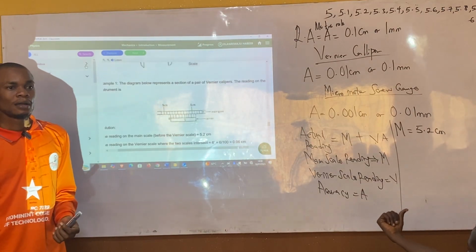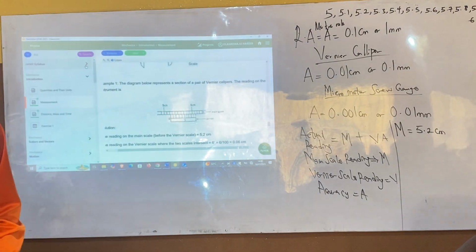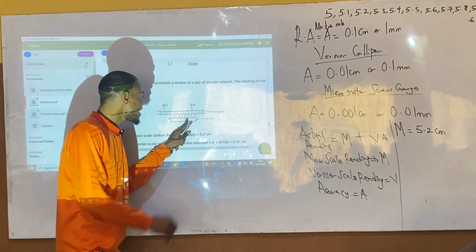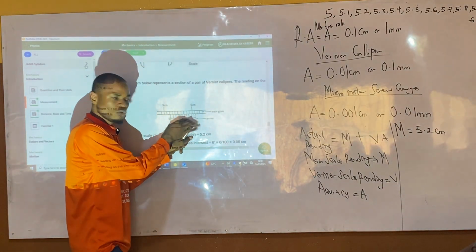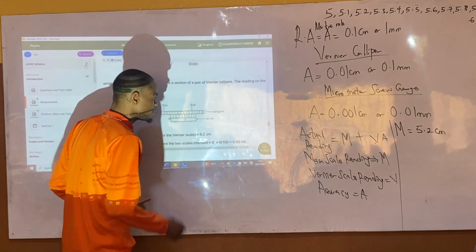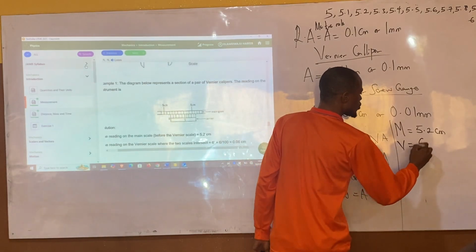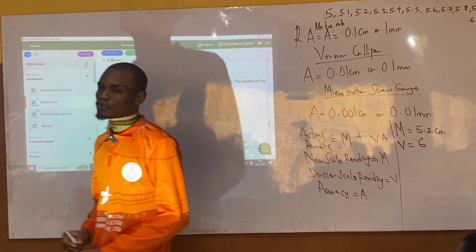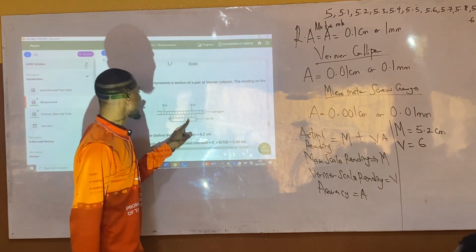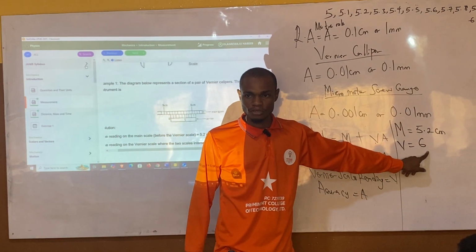Any other answer? You are free. It is a free word. You might be seeing something; the way we see it is different. Any other answer? Everybody agrees that line 6 on the vernier scale coincides with a line on the main scale, right? Okay. So my vernier scale reading is what? I will call it the 6th division. Say 6th division. That is the 6th line.